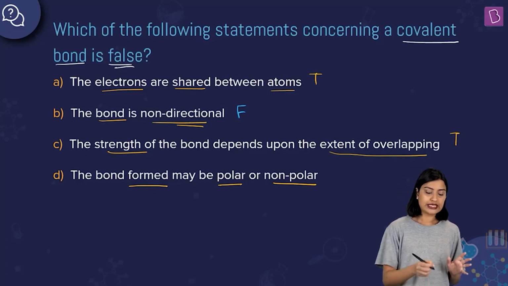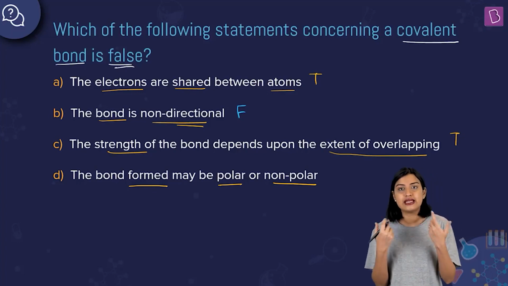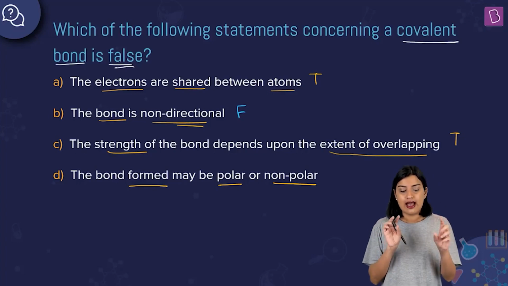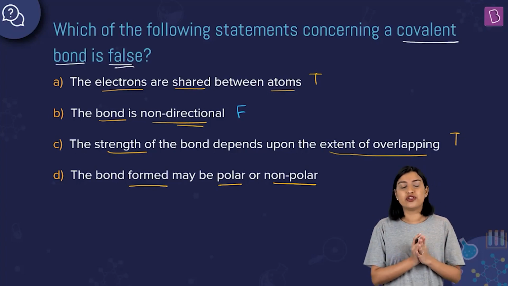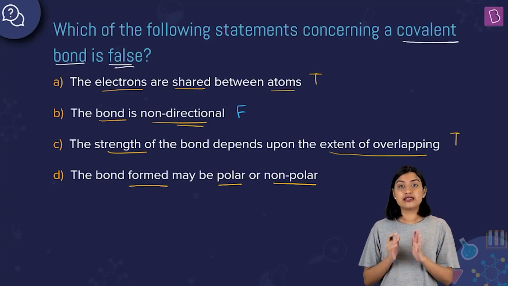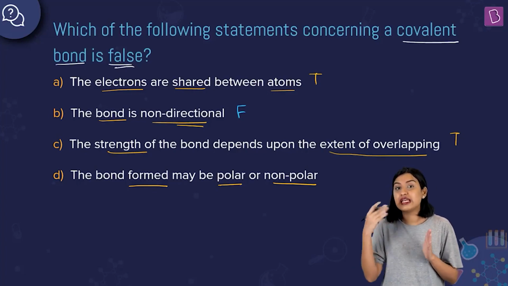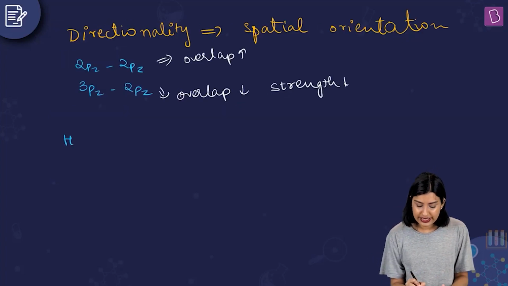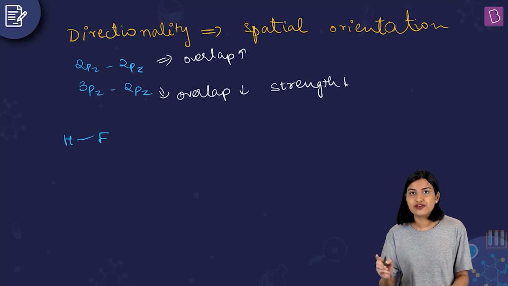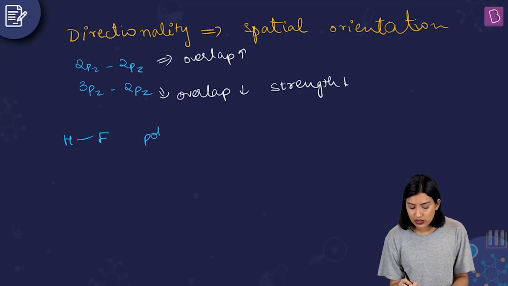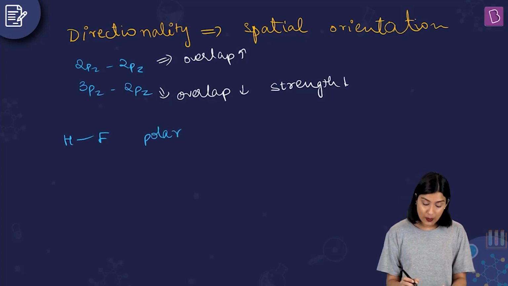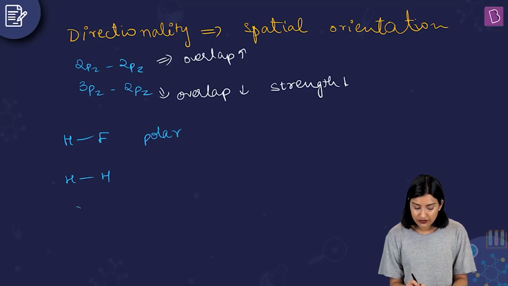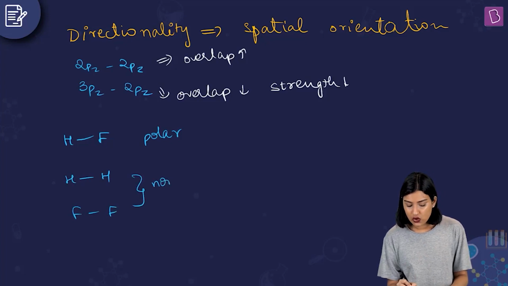It is possible that atoms of the same element will form a covalent bond, or atoms of different elements will form a bond. For example, you know that HF is a covalent bond, and this is a polar covalent bond. However, if you look at H2 or F2, these two individually are non-polar bonds that we are talking about.